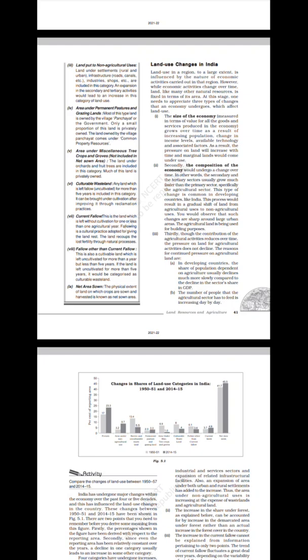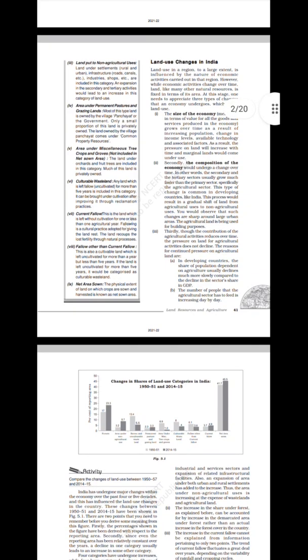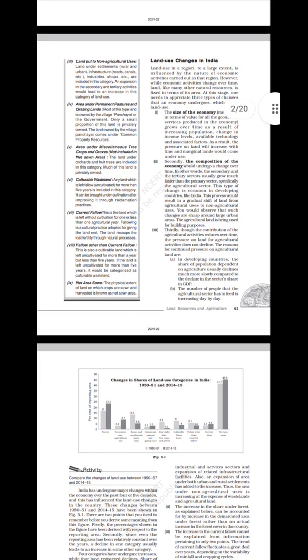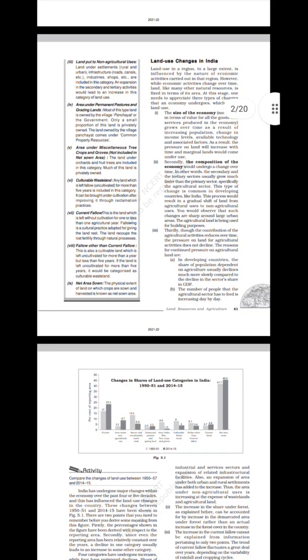decline. The reasons for continued pressure on agriculture land are: in developing countries, the share of population dependent on agriculture usually declines much more slowly compared to the decline in the sector share in GDP. The number of people that the agriculture sector has to feed is increasing day by day.